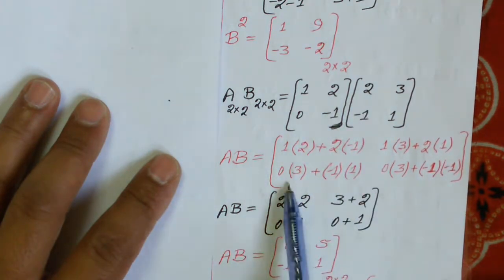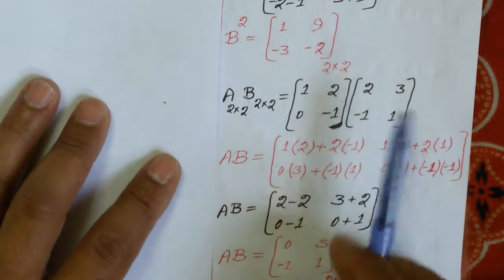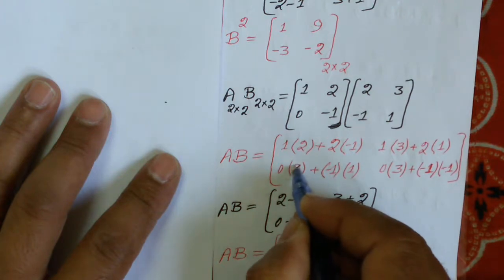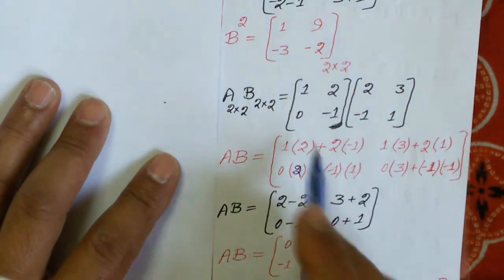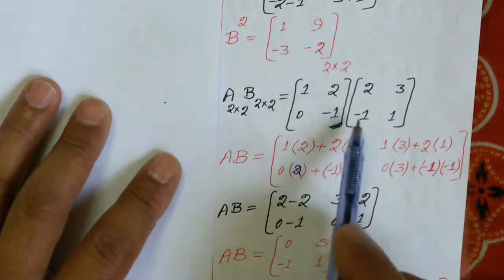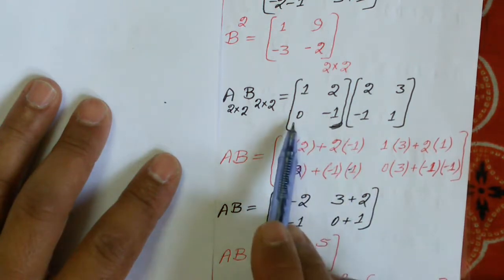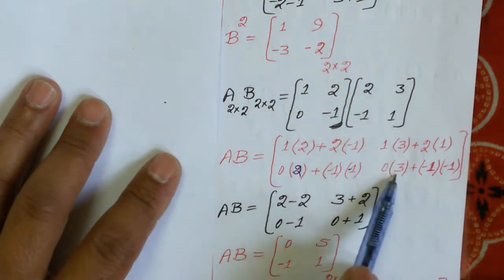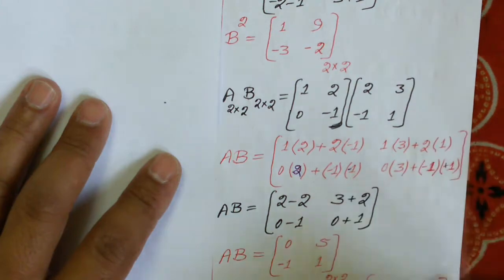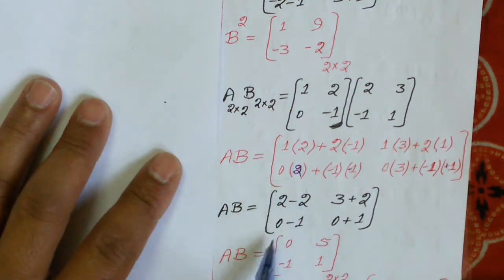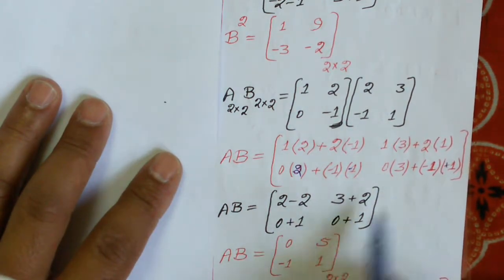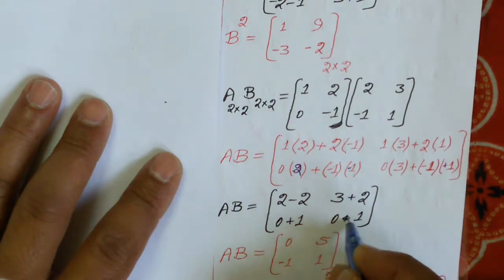Multiply second row with first column. 0 multiplied by 2 plus minus 1 multiplied by minus 1. Then second row with second column: 0 multiplied by 3 plus minus 1 multiplied by plus 1. This quantity is equal to 0 plus 1 and 0 minus 1.